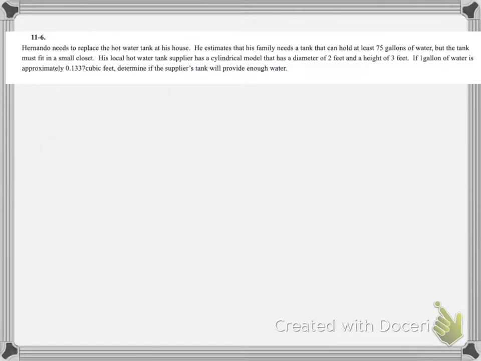Okay, Hernando needs to replace the hot water tank at his house. Poor Hernando. That's so sad. He estimates that his family needs a tank that can hold at least 75 gallons of water, but the tank must fit in a small closet. His local hot water tank supplier has a cylindrical model that has a diameter of 2 feet and a height of 3 feet.